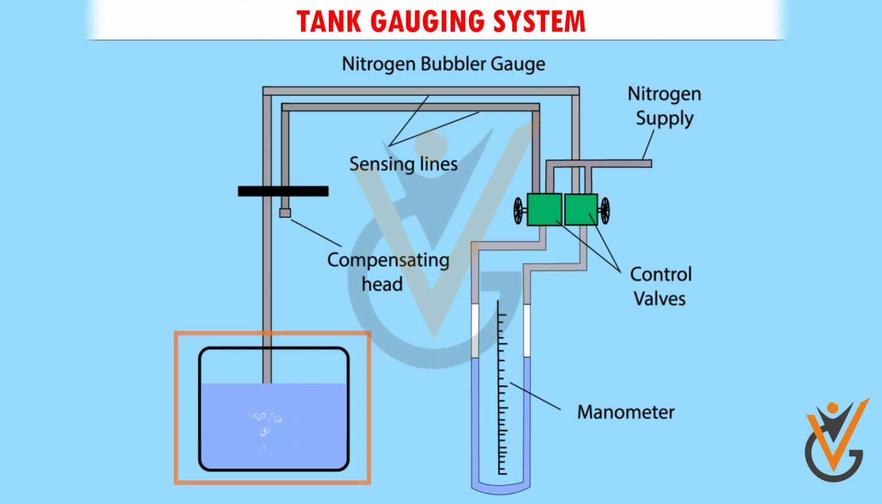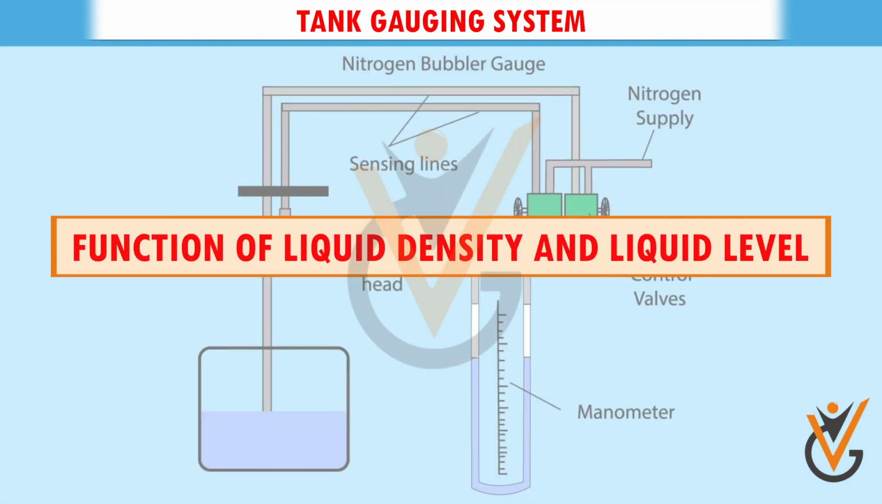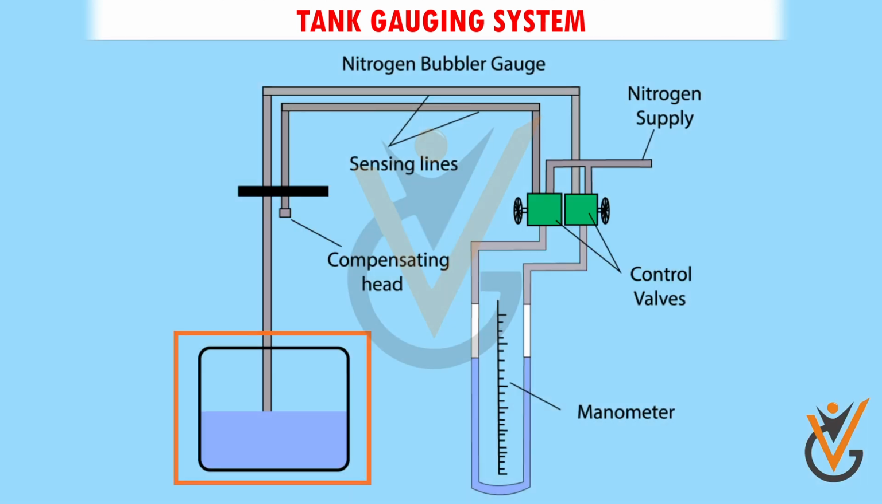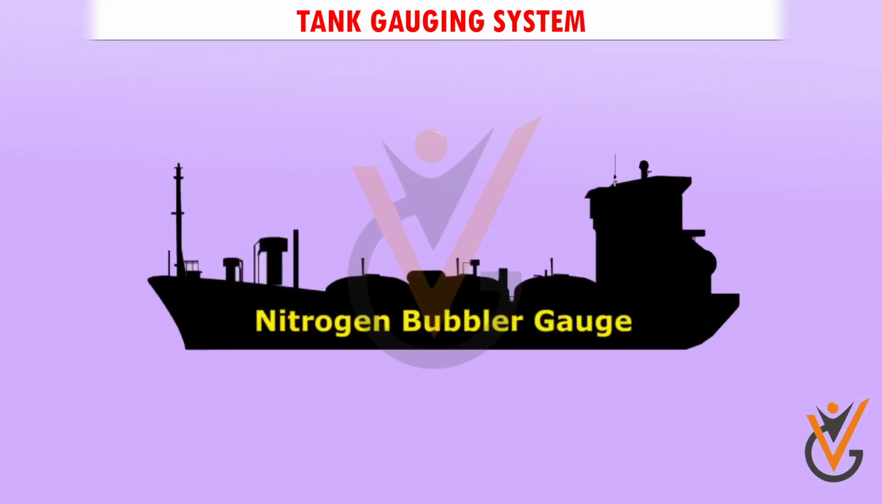At the bottom, the prevailing pressure is the function of liquid density and liquid level. If the density of the LNG in the tank is known, the pressure reading can be obtained directly. Otherwise, the density of the LNG is calculated by placing two such tubes side by side with known vertical distance. Thus, you have learned about the nitrogen bubbler gauge.